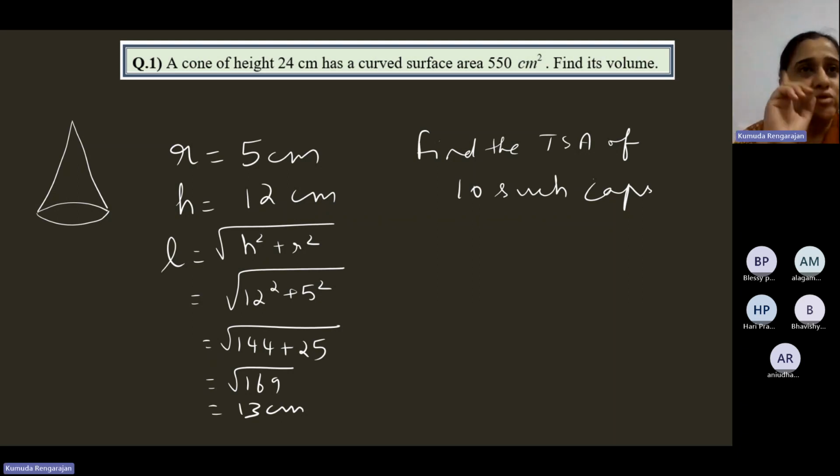And supposing you're making 10 such cups, this is a question. Now, you are very good at art and craft. You enjoy that. So you are making this cylindrical paper cup. Okay, what will be the area?